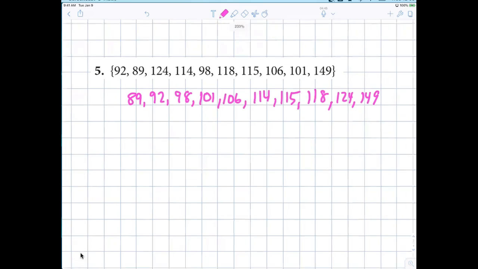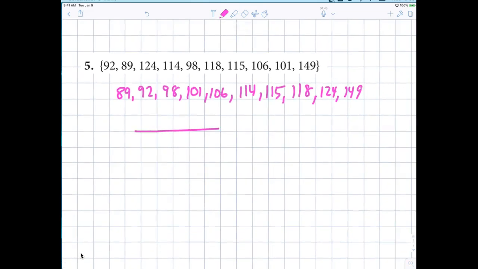Now the first thing we're going to do is draw a number line. Now, is there a middle number? No, there isn't. So what we're going to do is draw a line to represent that there is no middle number. This cuts them in half.